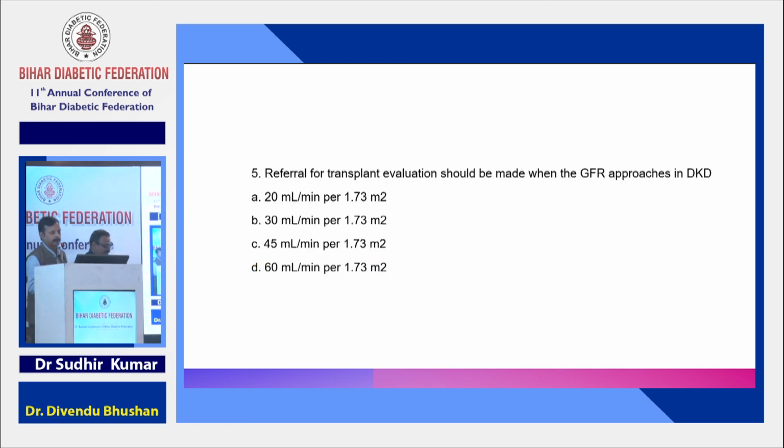And the next question, referral for transplant evaluation should be made when the GFR approaches what in diabetic kidney disease? What is the baseline GFR? Answer C. Which one? C. C is wrong answer. It is answer A, 20 ml per minute per 1.73 meter square.